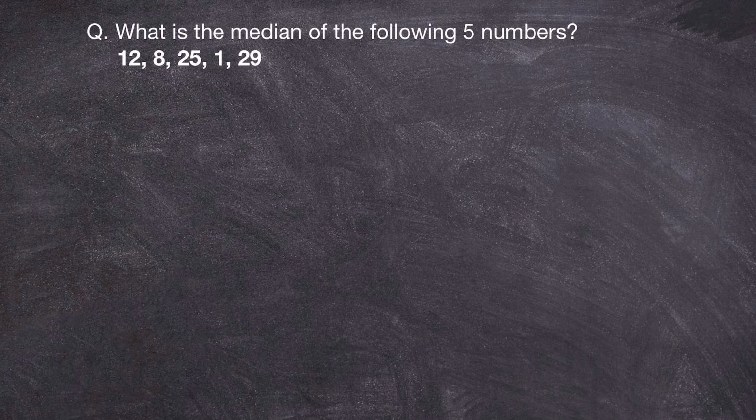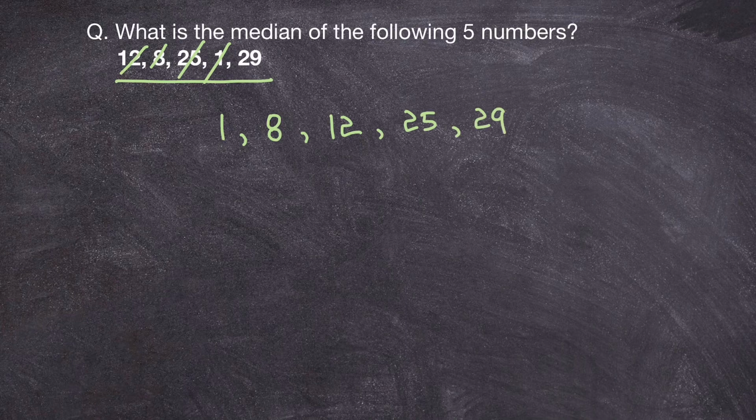So the smallest number from these 5 numbers is 1. So I'm going to write that first. And then the next smallest number is going to be 8. And then 12. And then 25. And the largest number is 29. So I lined up numbers from smallest to largest, and all I need to do is to find the middle number. So what I do to not get confused is to cross out numbers one by one from both sides. And now I know that our middle number, or the median, is 12.